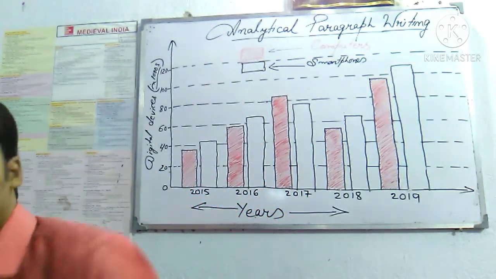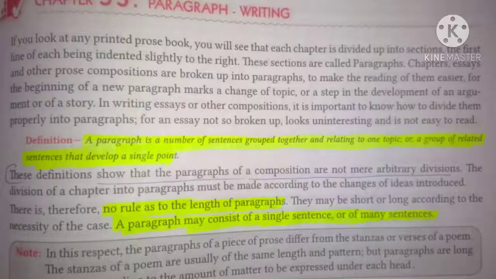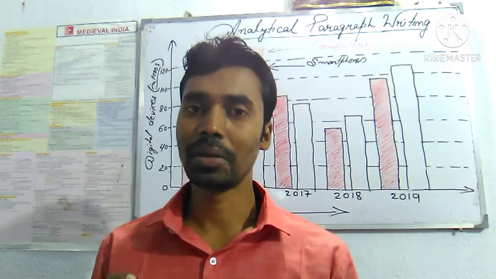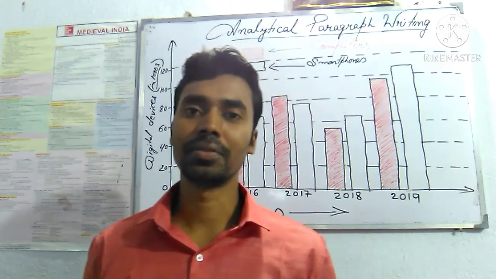Which defines what a paragraph is. We read, as you can see from the screen, a paragraph is a number of sentences grouped together and relating to one topic. Then there is therefore no rule as to the length of paragraphs. A paragraph may consist of a single sentence or of many sentences. Mark here, a paragraph may consist of a single sentence. What does it mean? It means that even a single sentence can be called a paragraph, right?